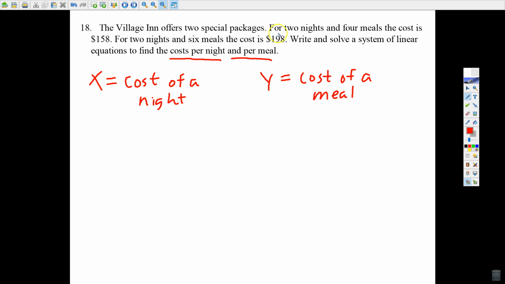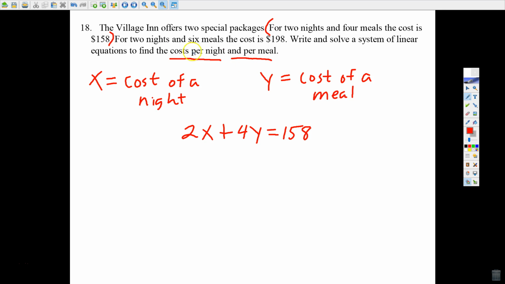And now I'm going to read the problem using these variables, and I'm going to pick out 2 equations, sort of like we did with the 3-variable system. The sentences will lead us to equations. Like, for example, here's one. For 2 nights, 2x, and 4 meals, 4y, the cost is $158. 2x plus 4y is 158.